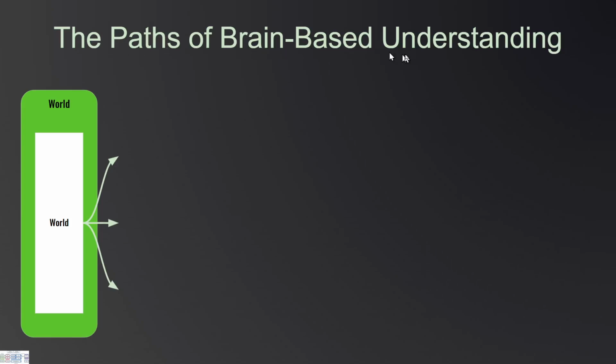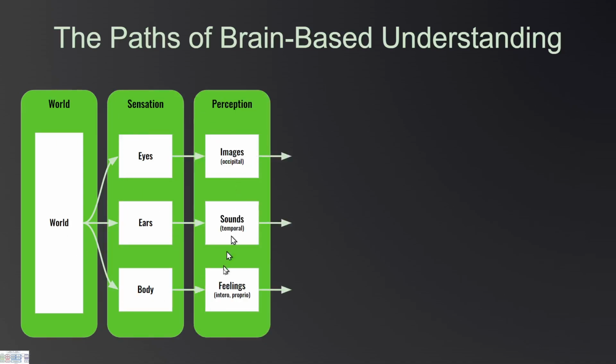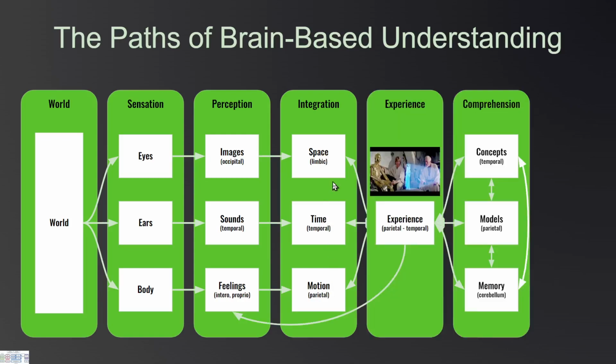So, the paths of brain-based understanding. We have the world, like we talked about, the words and images on the pages, right? And then we have the eyes and the ears. I'm going to include the body, and that goes into the images, sounds, and feelings. So we have that going to the occipital lobe, the temporal lobe, and the feelings are the interoception and proprioception, right? And then we start integrating that along space, time, and motion. Boom. And then what we have is the experience that we have.